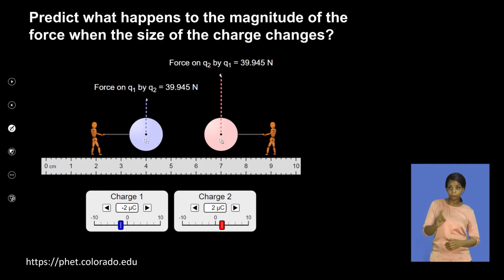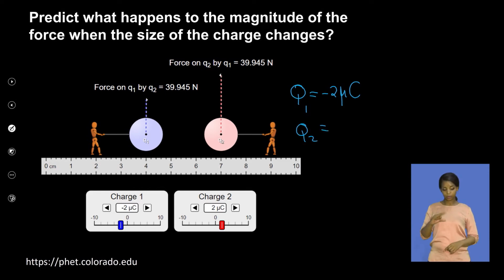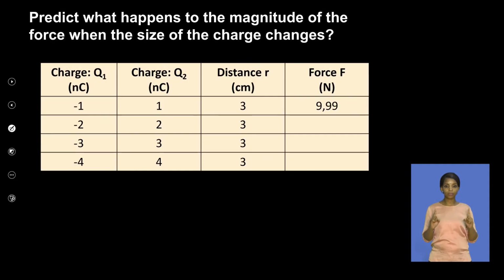Okay, but now, if you look at this slide, Q1 is actually -2 microcoulombs, right? While Q2 is equal to +2 microcoulombs, right? So these are the initial values. The distance is 3 centimeters apart, okay? Now, if we move to the next, we would want to see what exactly happens.